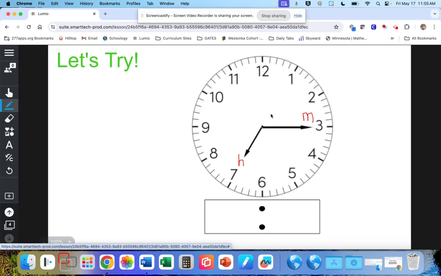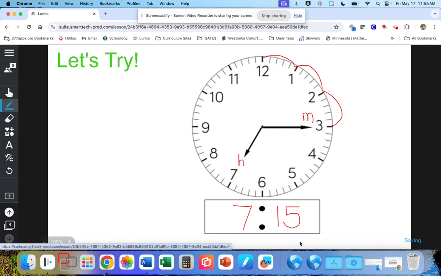Welcome back. So we start with our hour hand. Because we went past the 12, we are going to be at that 7 o'clock mark. And how much past? Well, again, we can count by fives. 5, 10, 15. So this is at 7:15.